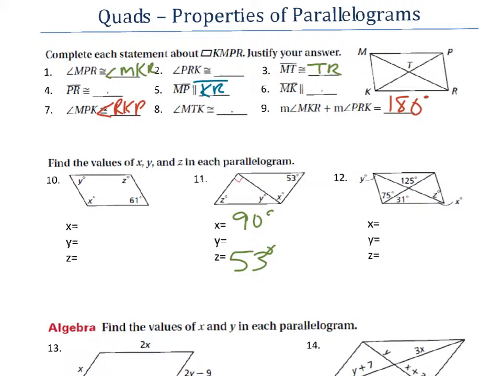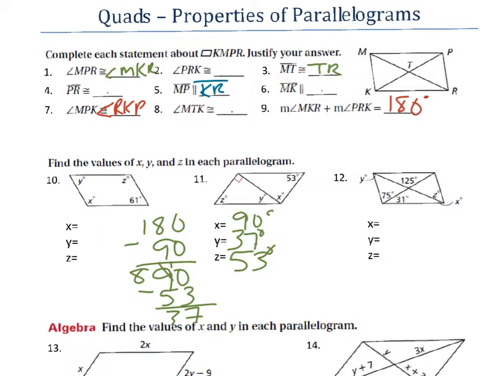That leaves Y. I could do a lot of different options here. I can take 180 and subtract 90 because one of the angle measures is 90, and I get 90 left over, and then because Z is 53, I can subtract 53 and use my triangle sum theorem. And I get 37 degrees. So angle Y is 37 degrees. There's more than one way to go about it.